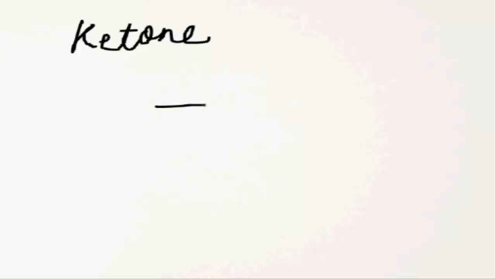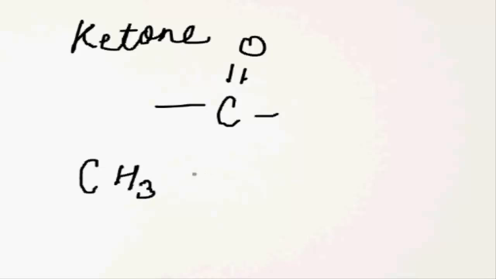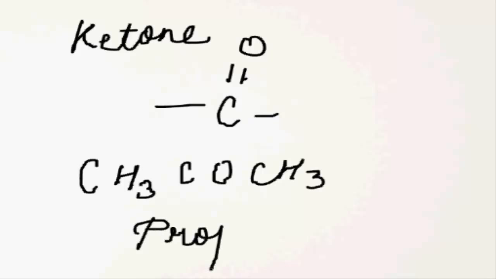The next functional group is ketone. Formula of the functional group: the first member is CH3COCH3. This is propanone.